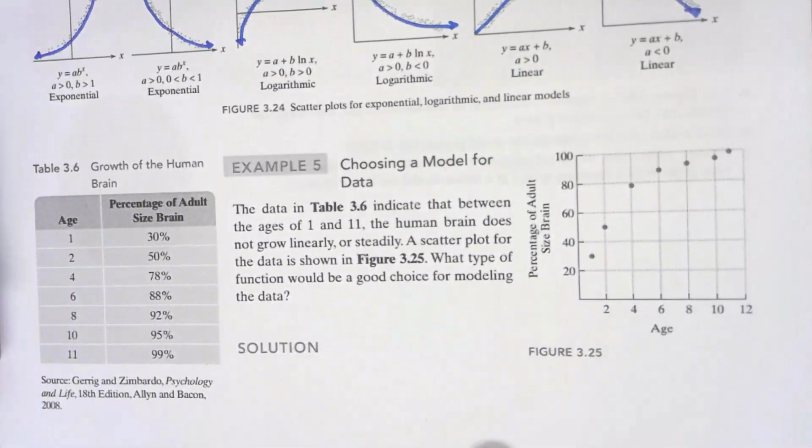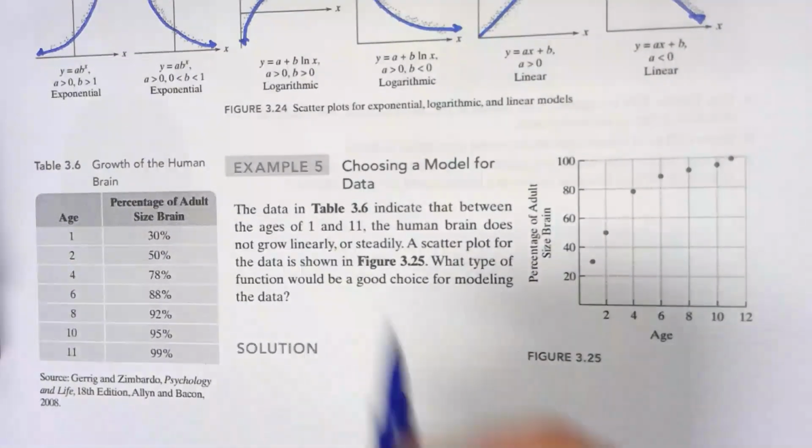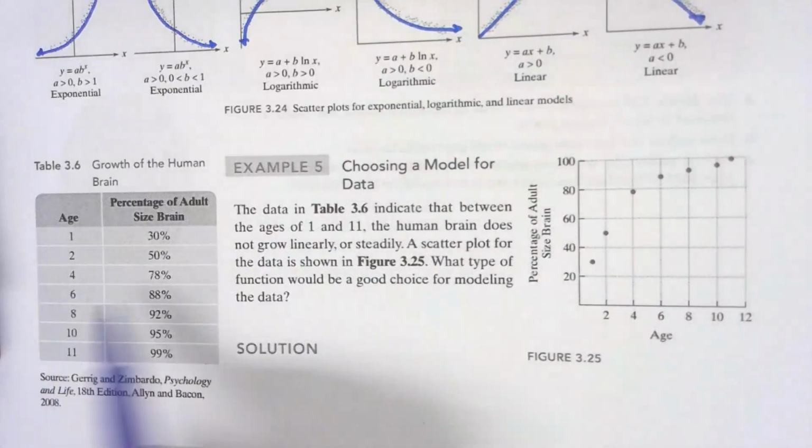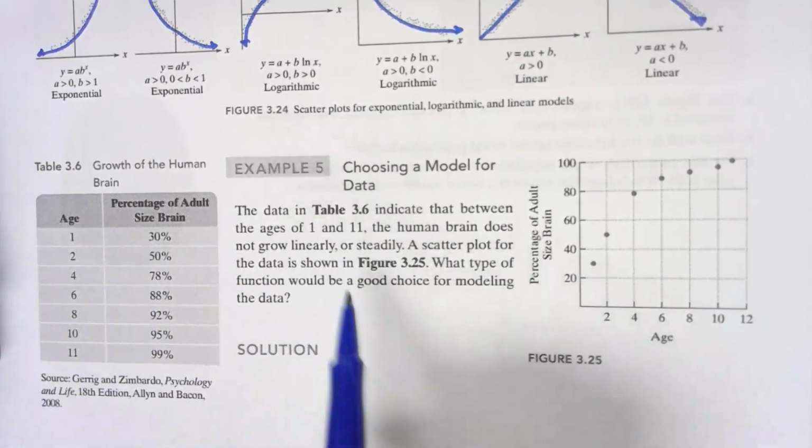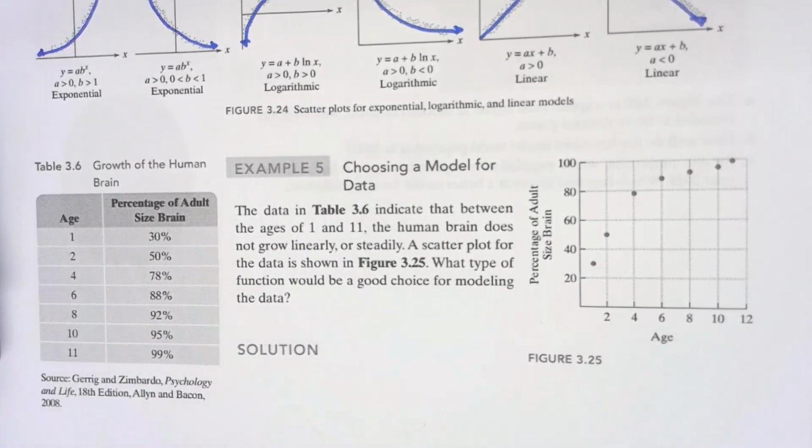So one quick problem here. It says the data in table 3.6, that's this over here, indicates that between the ages of 1 and 11, the human brain does not grow linearly or steadily. A scatter plot for the data is shown. What type of function would be a good choice for modeling the data?